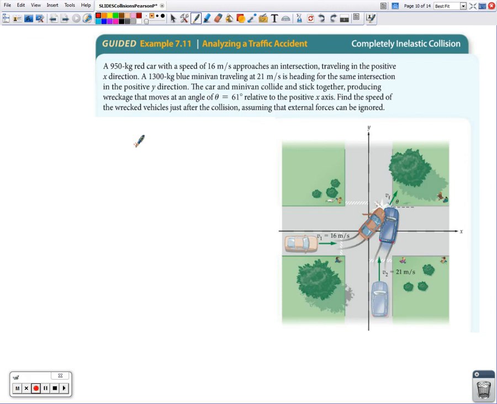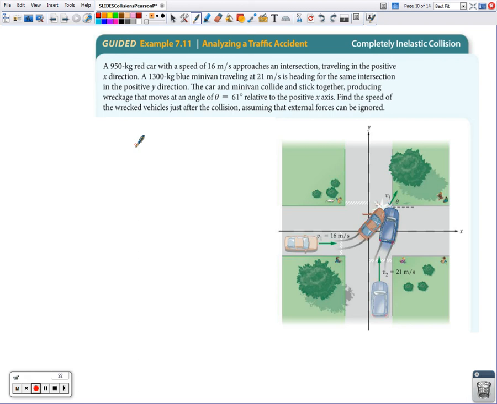It says a 950 kilogram red car with a speed of 16 meters per second approaches an intersection traveling in the positive x direction. A 1,300 kilogram blue minivan traveling 21 meters per second is heading for the same intersection in the positive y direction. The car and the minivan collide and stick together, producing wreckage that moves at an angle of 61 degrees relative to the positive x-axis. Find the speed of the wrecked vehicles just after the collision.